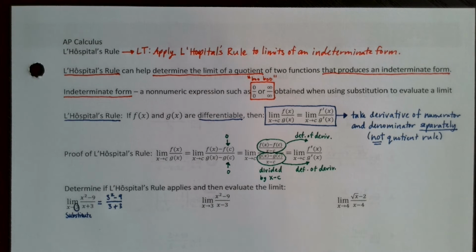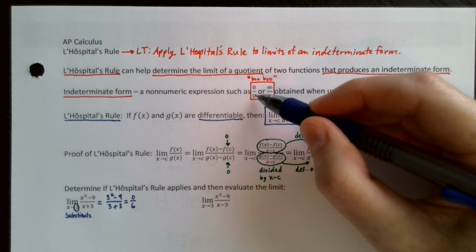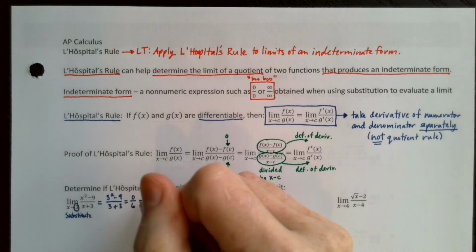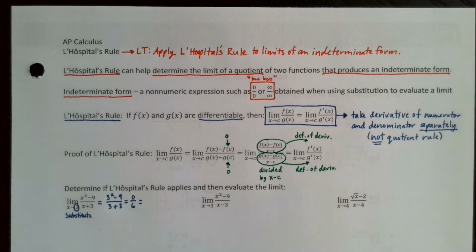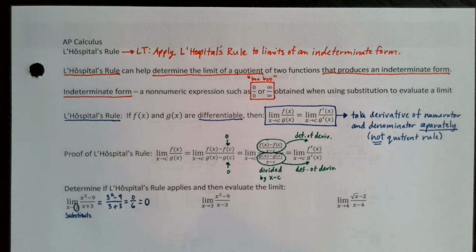As with any algebraic limit, our first strategy is to substitute that limit value for x. We get 3 squared minus 9 over 3 plus 3. When I simplify, I see that I get 0 in my numerator and 6 in my denominator, and that is not one of our indeterminate forms or our boo-boos. So we're able to come up with a finite, definite answer of 0 over 6, and 0 divided by any number is going to equal 0. So that's our final answer.